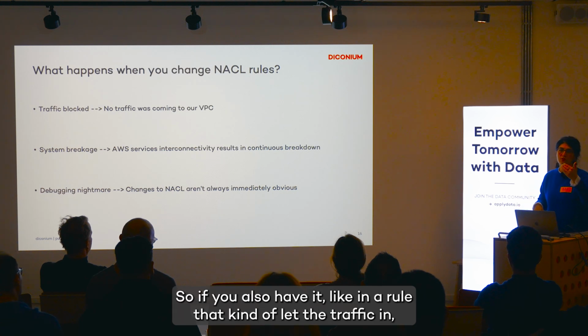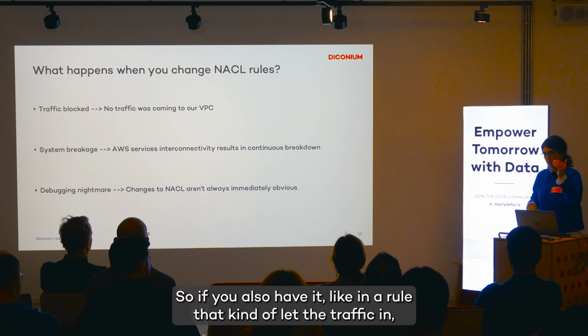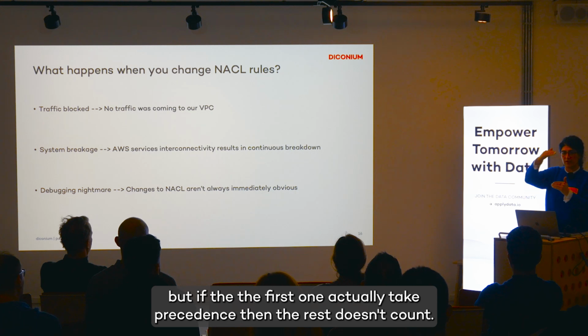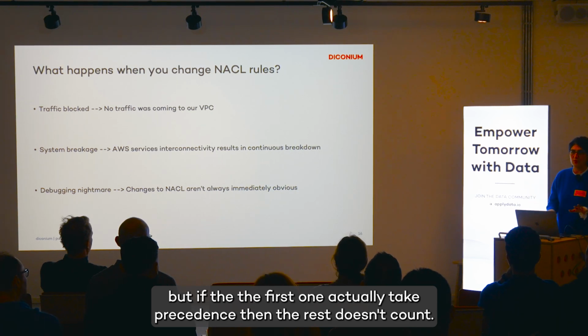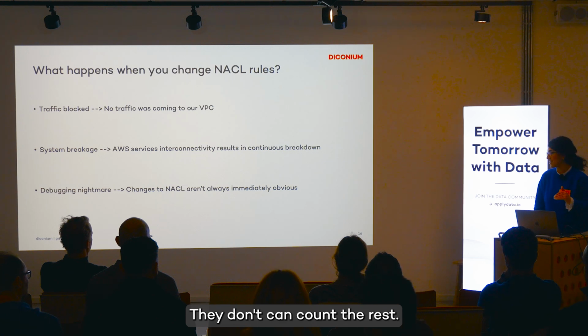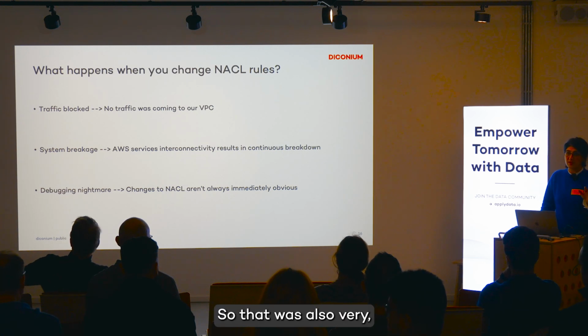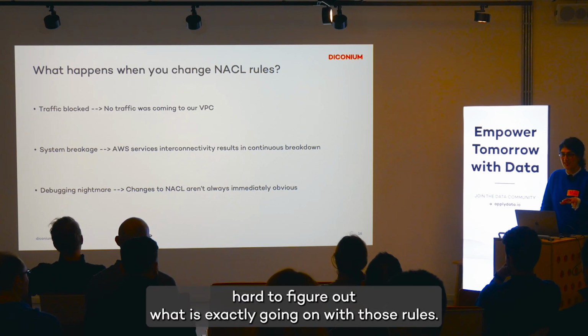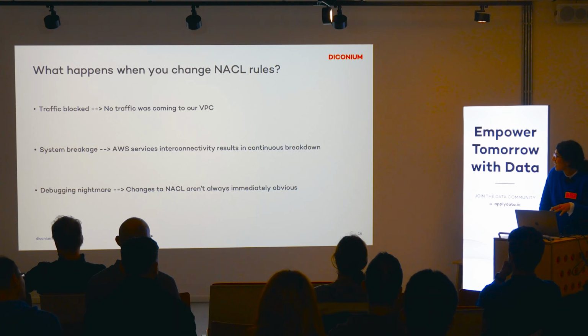So if you also have a rule that lets the traffic in, but the first one actually takes precedence, then the rest don't count. They don't count the rest. So that was also very hard to figure out, what is exactly going on with those rules.